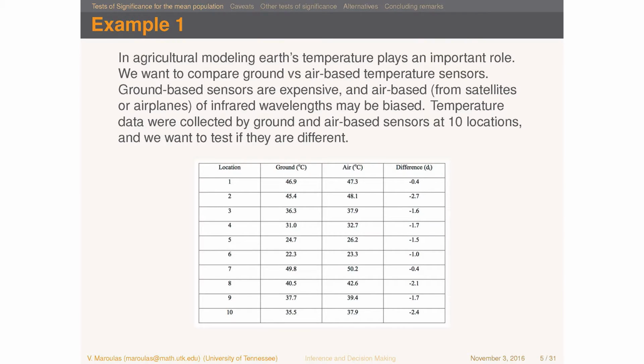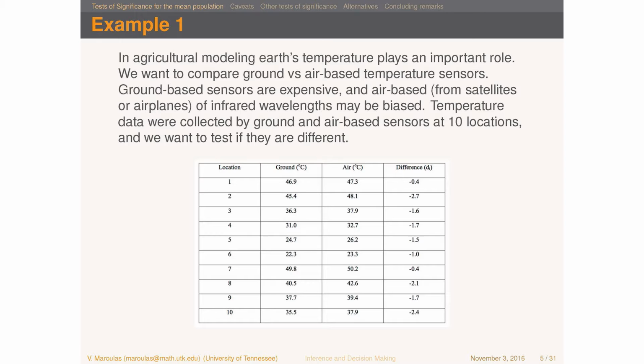So let's look at an example. So I should apologize to this audience. I've never worked with agricultural data, so maybe these examples may be a little bit toy problems for you. But anyway, just to motivate the main theme of this talk.